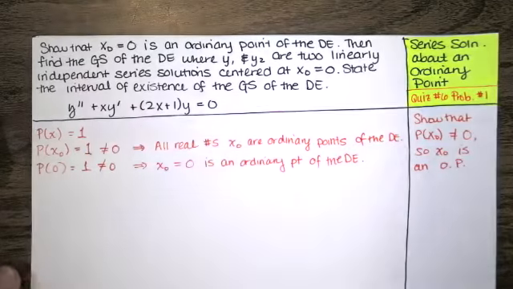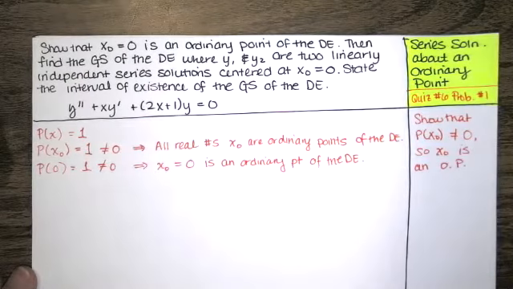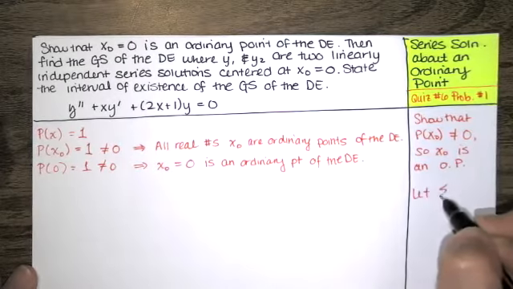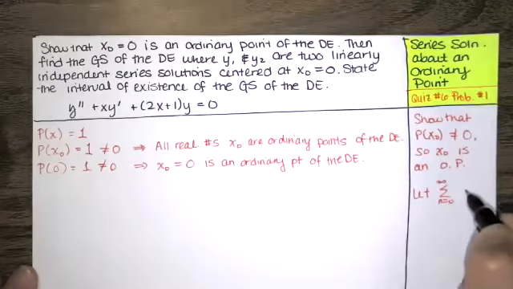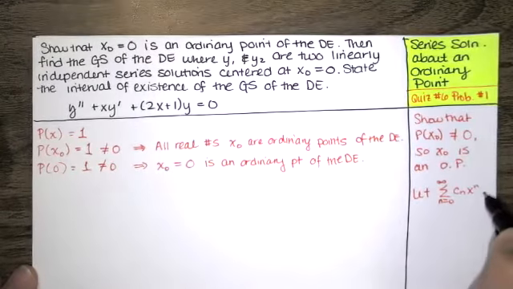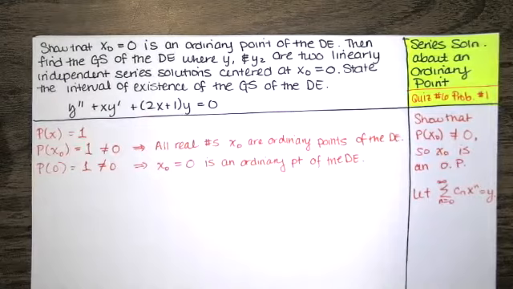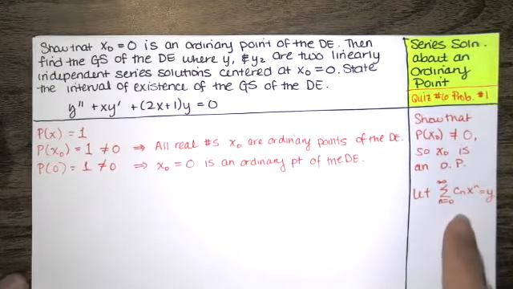Okay, then we're asked to find the general solution of the differential equation, where y1 and y2 are two linearly independent series solutions centered at x naught equals 0. So in order to do that, we're going to let the sum as n goes from 0 to infinity of c sub n times x to the n be the form of our solution y. And we just substitute into the differential equation, and we'll find the values of the constants that will cause this function to satisfy this differential equation.